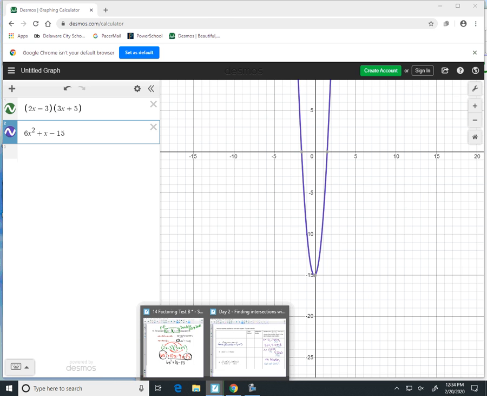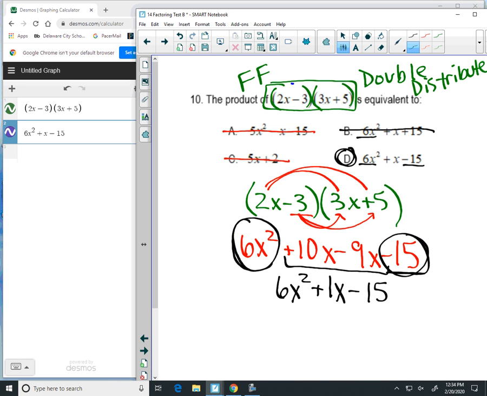So it's really important. We've had some students say, well, can't we just use Desmos? Couldn't we just use Desmos here to see if that matched? Yes, you could. Absolutely could.